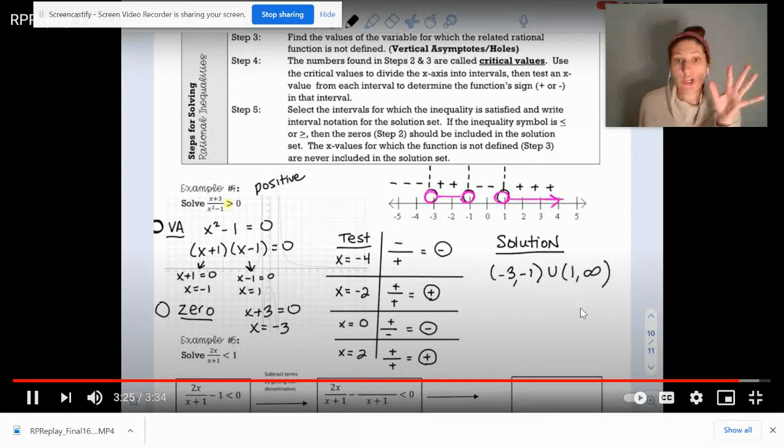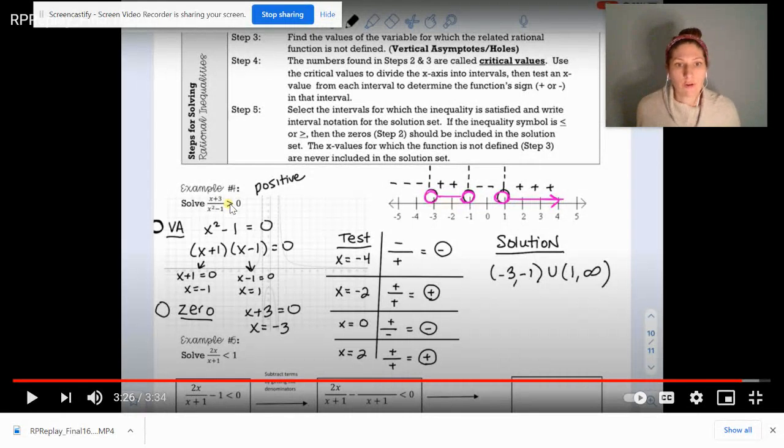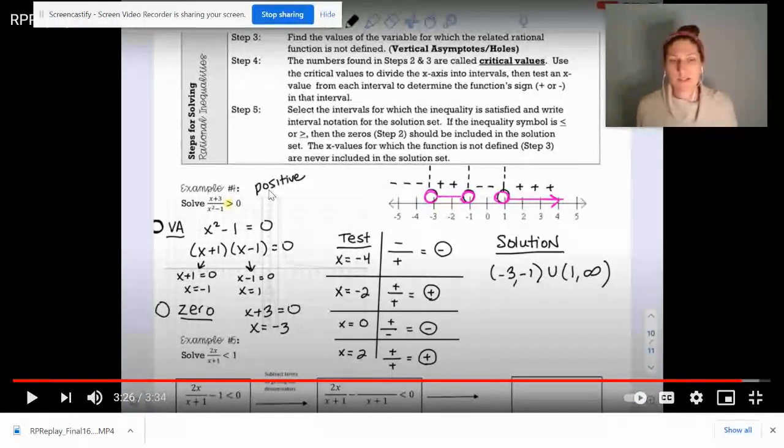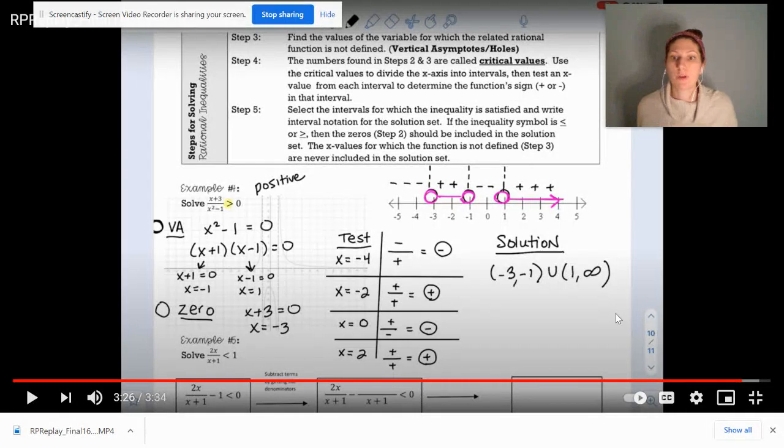How you could use your graphing calculator to assist and to confirm this would want to know where your graph is above the x-axis. So if you're a more visual person, you can use the graphing calculator to confirm what you think. All right.